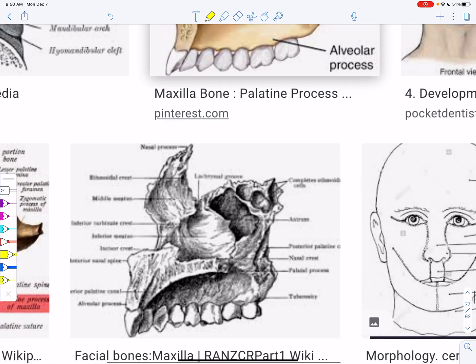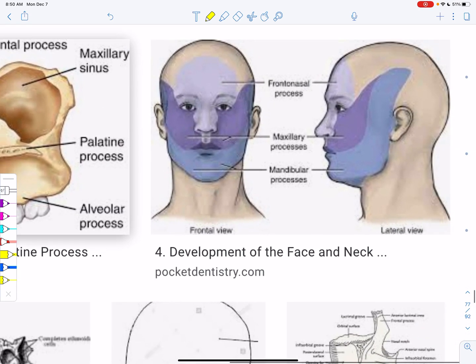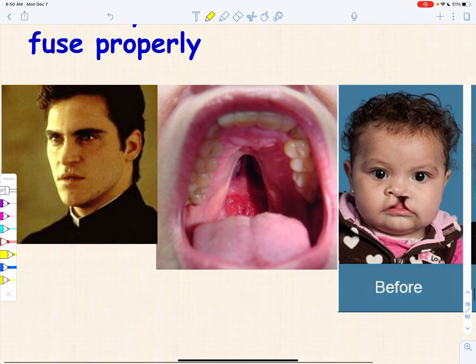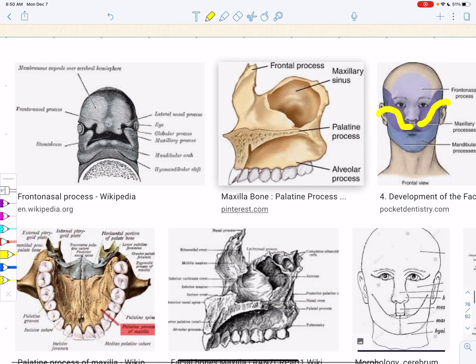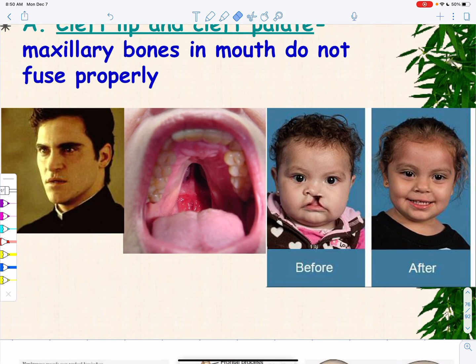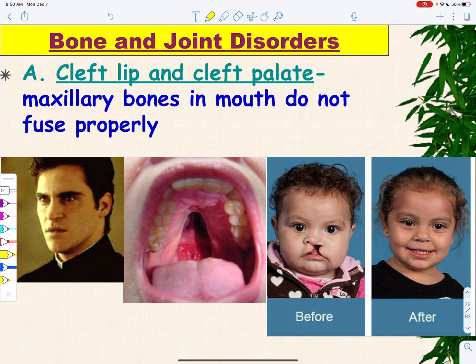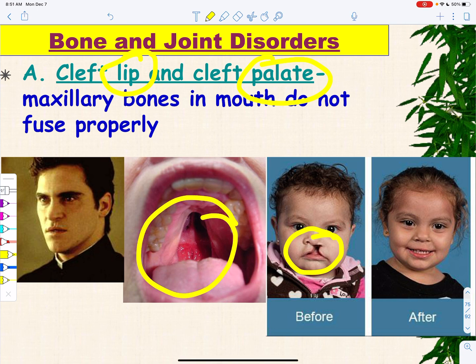If those 2 pieces don't come together and grow together like they're supposed to, you end up with a hole in the roof of the mouth. This goes straight up into the sinuses. Notice here's the maxillary sinus. Now, there's a difference between a cleft lip and a cleft palate. If it comes through the front of the face, it's known as a cleft lip. If it's just in the roof of the mouth, it's known as a cleft palate.